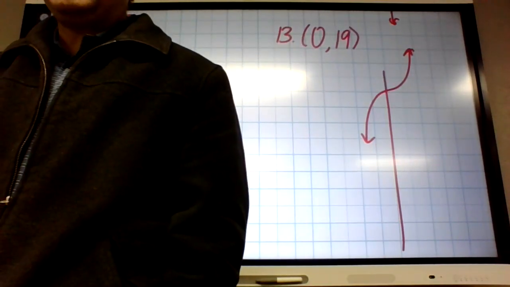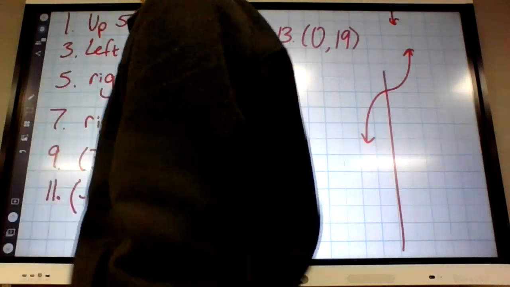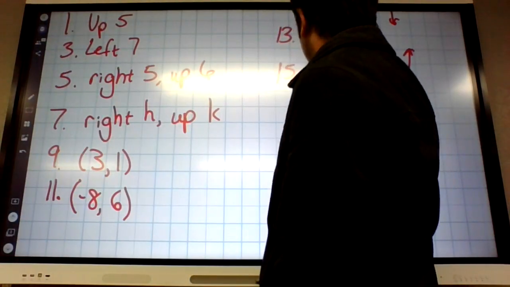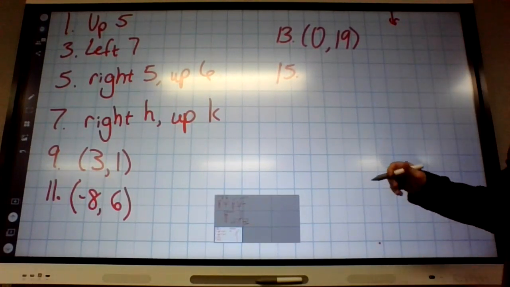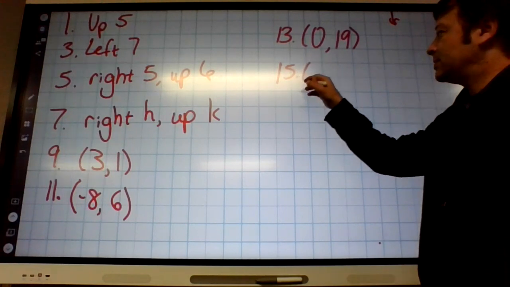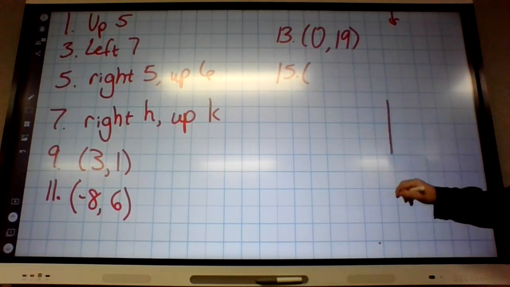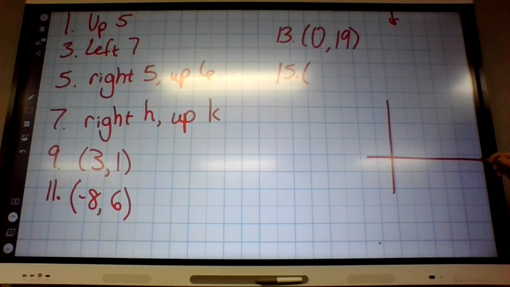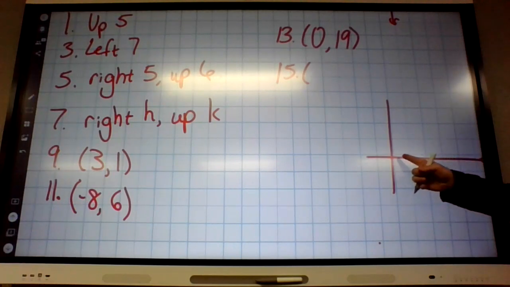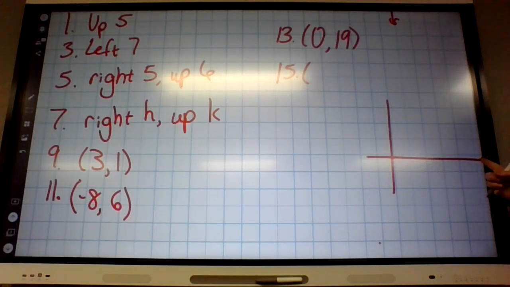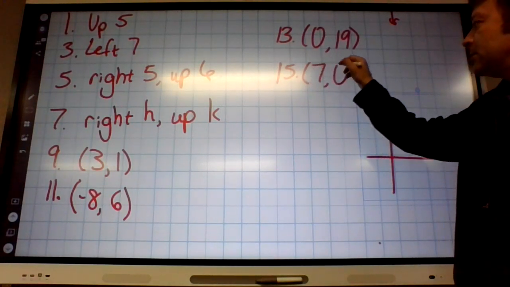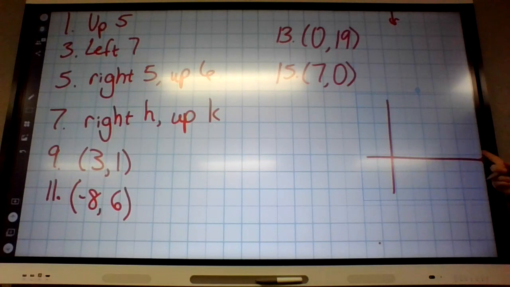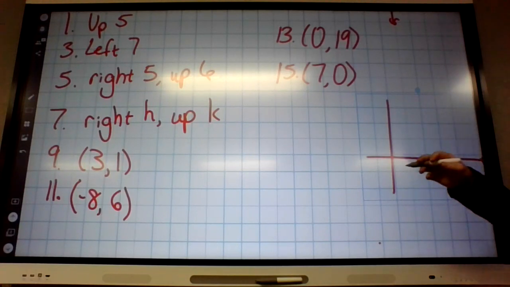Okay, number 15. What is the minus 7 going to do? X minus 7. Right, so right 7. So what point is right 7 on the graph? If you move right 7, 7, 0. The first number is the x coordinate, so you have to go right 7 and 0 up, so it's 7, 0.